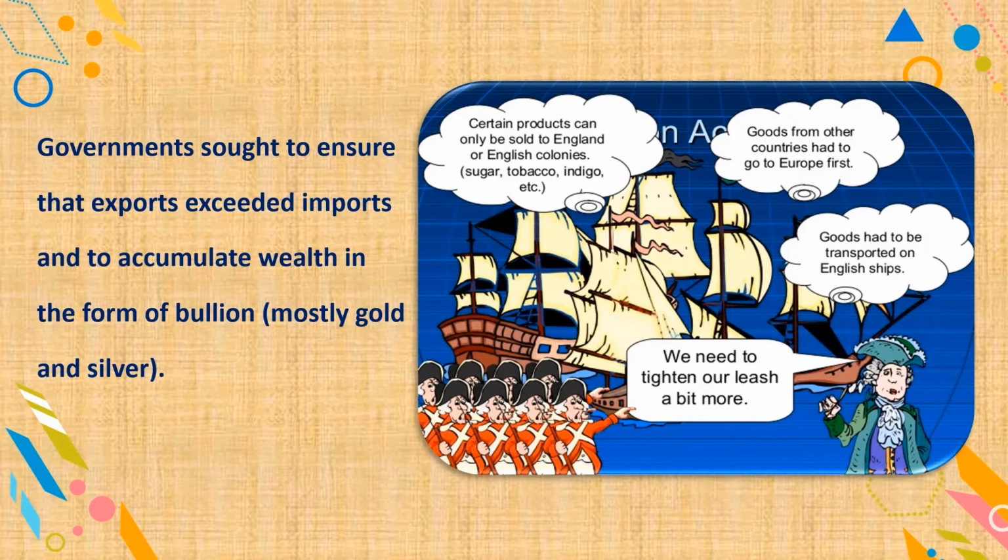And governments sought to ensure that exports exceeded imports to accumulate wealth in the form of bullion, that is mostly gold and silver. To accumulate wealth, that is gold and silver.